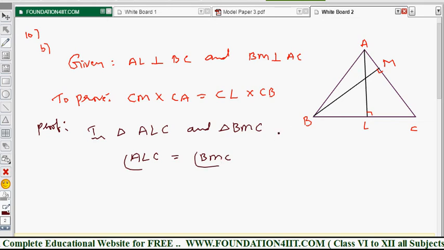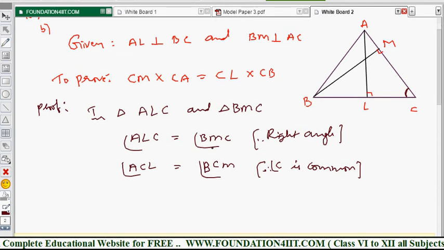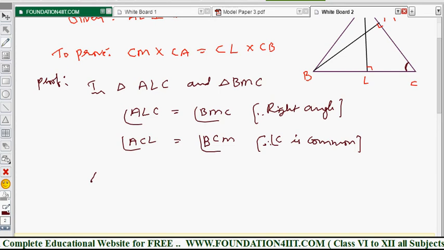So angle N and angle M, the right angles, both are 90 degrees. So right angles are equal. And one more angle, C, is common for both triangles. That is, angle ACL is equal to angle BCM. So angle C is common in both. So two angles are the same, then according to the AA axiom, triangle ALC is similar to triangle BMC. So this is by AA axiom.